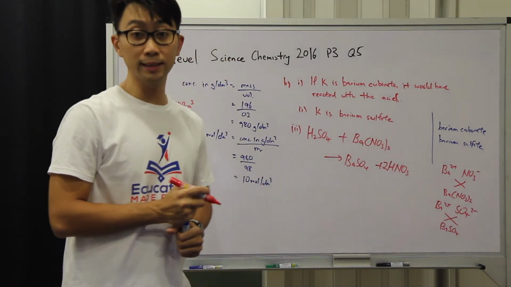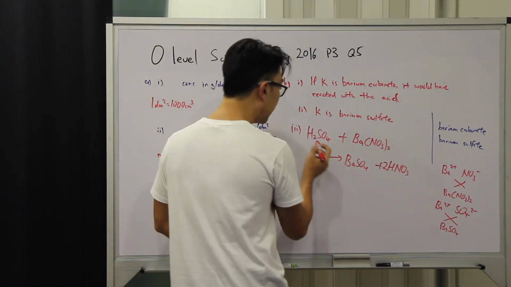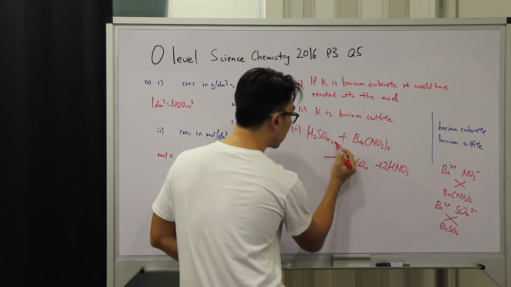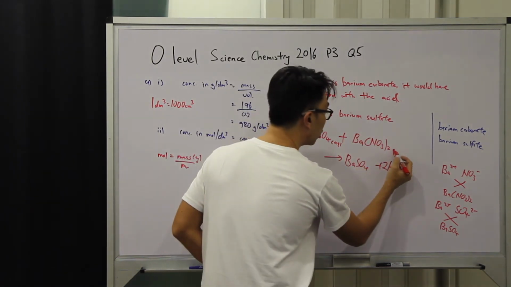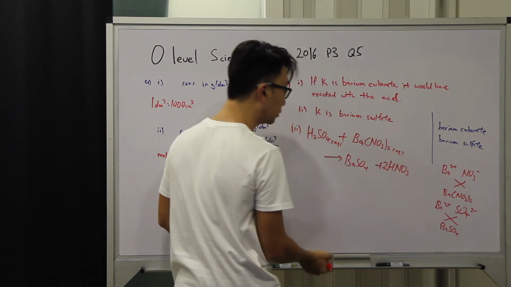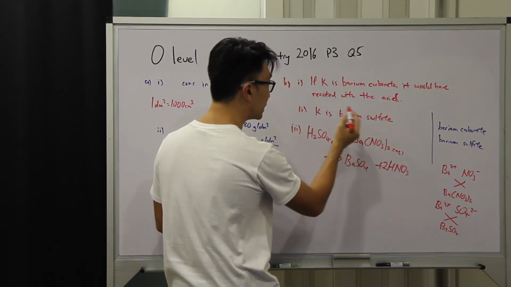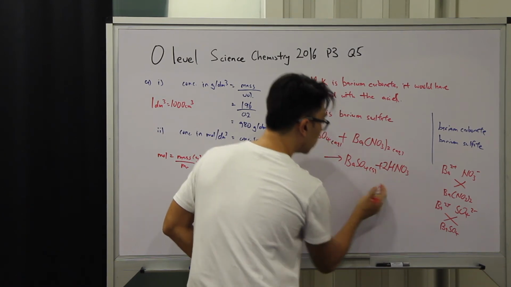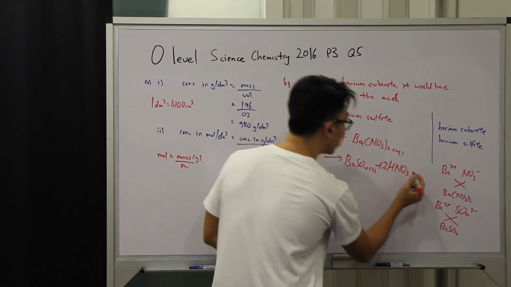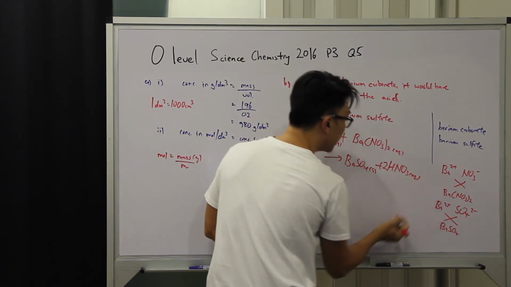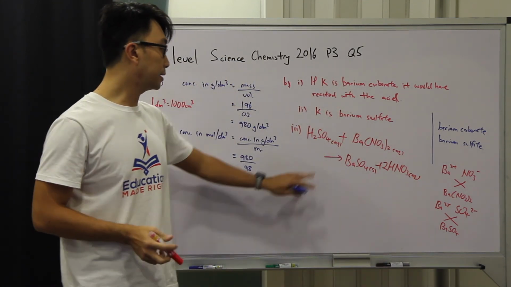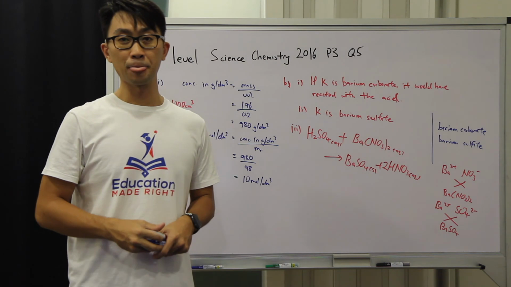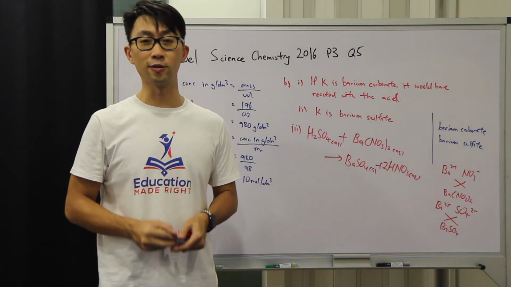But they require the state symbols, so let's fill that in. Sulfuric acid is aqueous. Barium nitrate, all nitrate salts are soluble, so this is aqueous as well. Barium sulfate is the insoluble salt, so it's solid, and we have nitric acid as the remaining aqueous. Okay, so this is the solution for part 3. Then this will be the answer for the whole question.